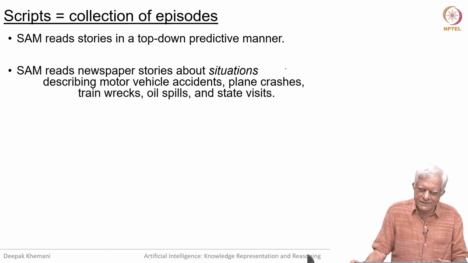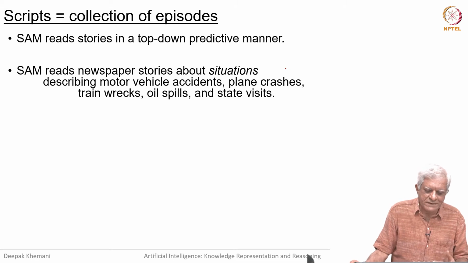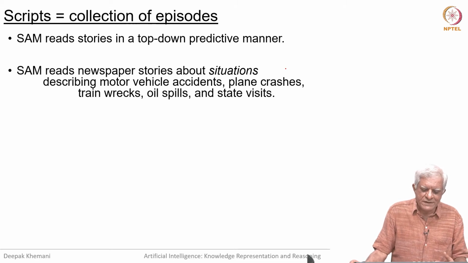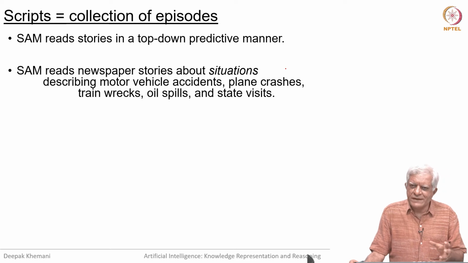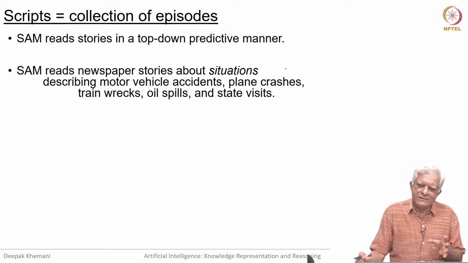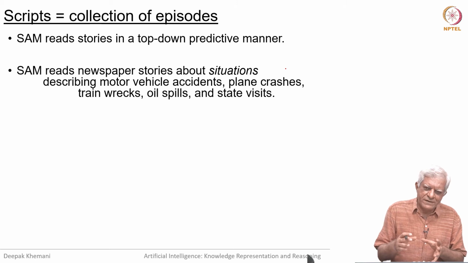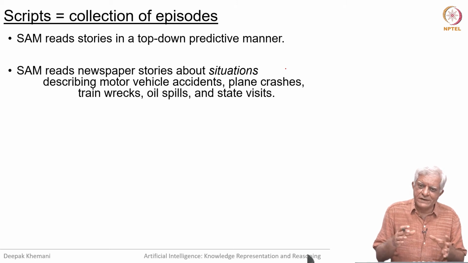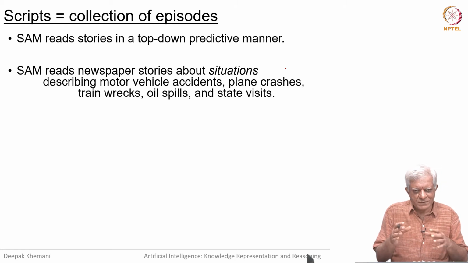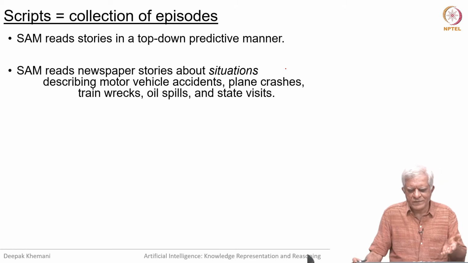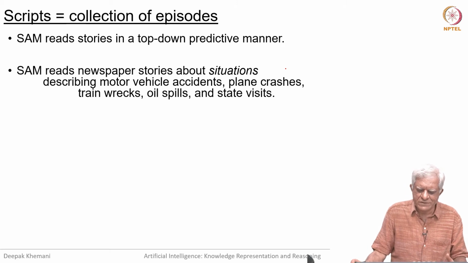Like most of the work at Yale at that time, SAM reads newspaper stories about situations describing motor vehicle accidents, plane crashes, train wrecks, oil spills and state visits. So, in a sense, when we do representation like this, we are doing it in a very domain specific fashion, that we are going to represent knowledge about particular kinds of situations. So, for example, vehicle accidents or restaurant visits and so on.